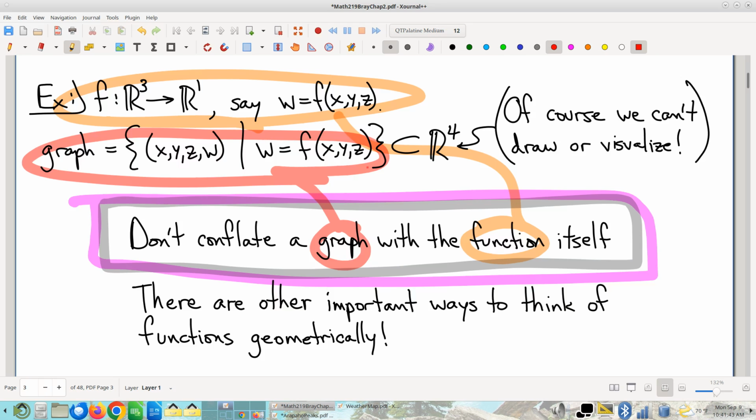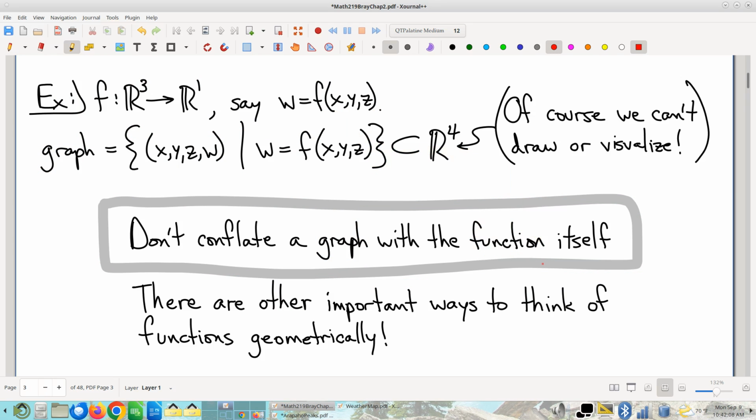Okay. So, in fact, we are going to find many other kinds of pictures to help us understand functions. Graphs are just one of several different kinds of pictures that we're going to draw that in their different circumstances will help us get some sort of geometric intuition for how to visualize functions. Okay.